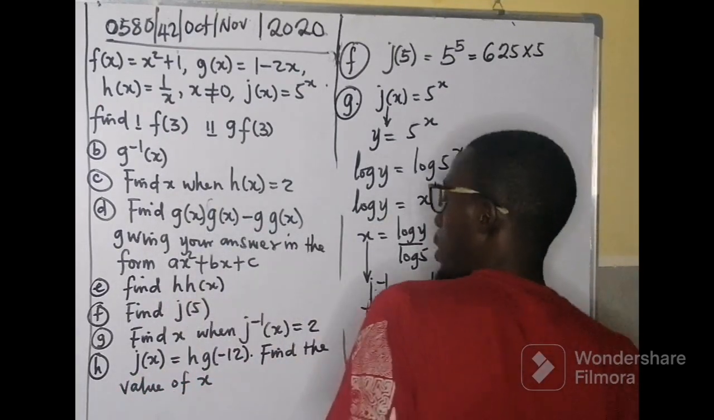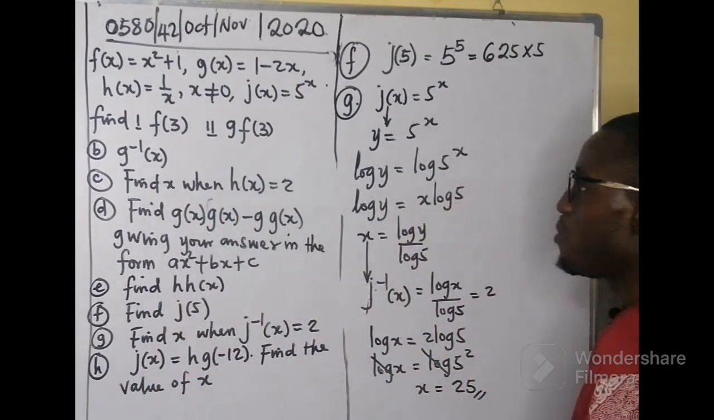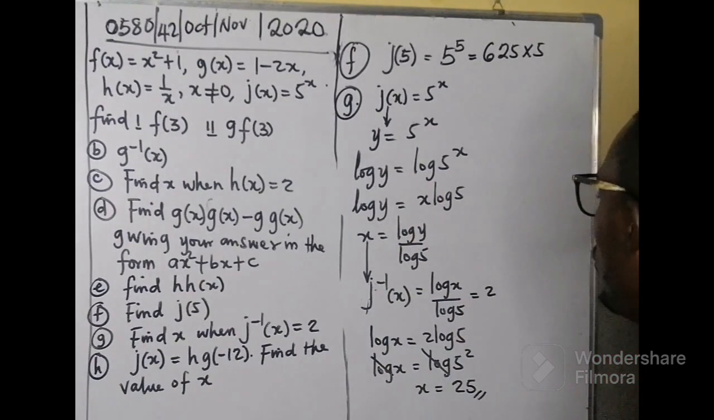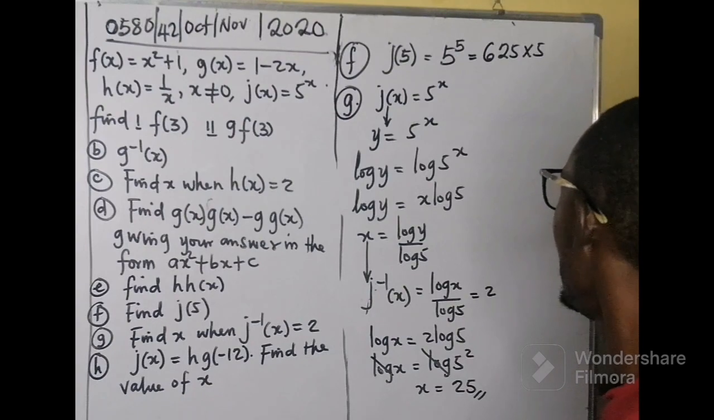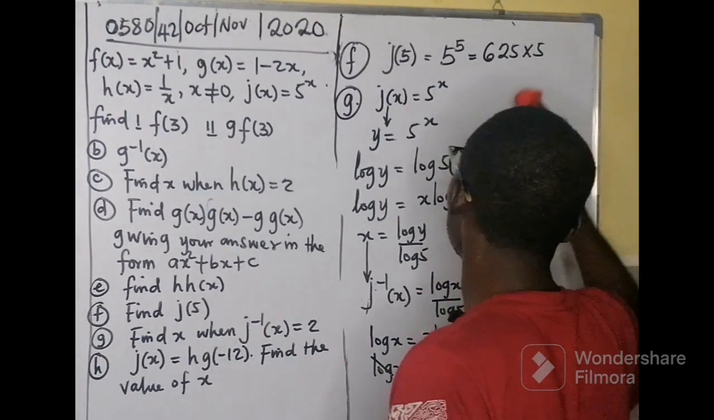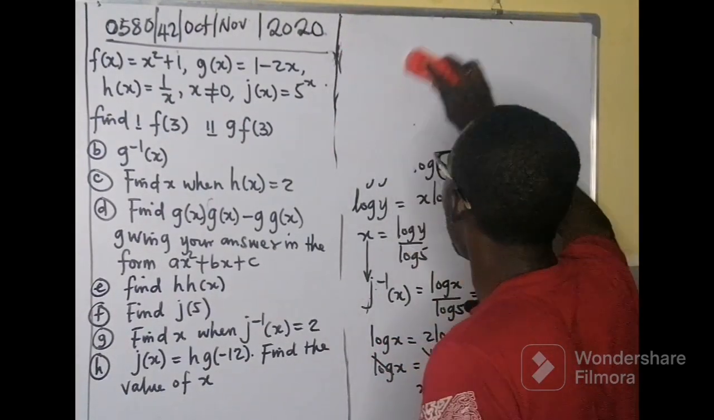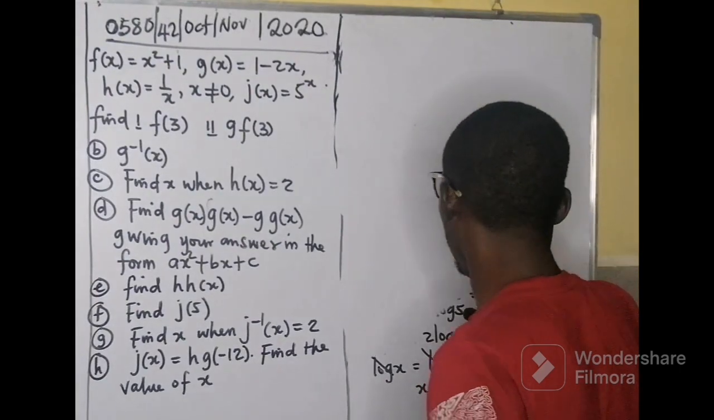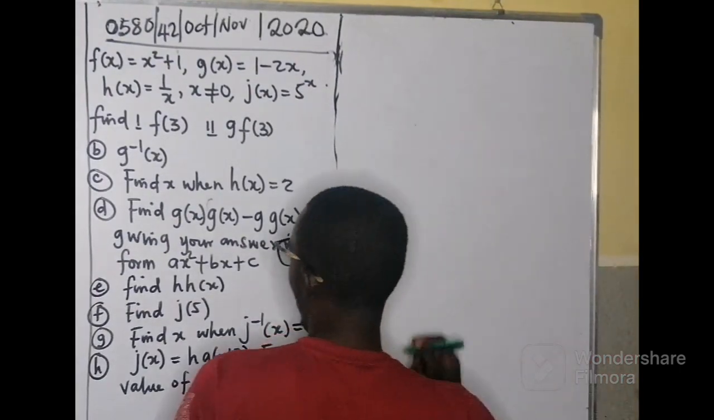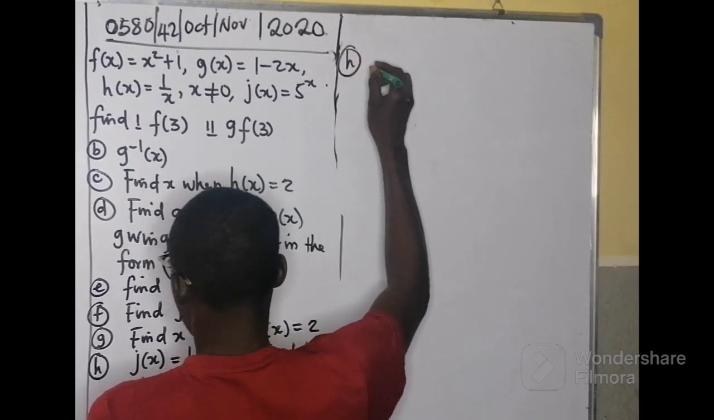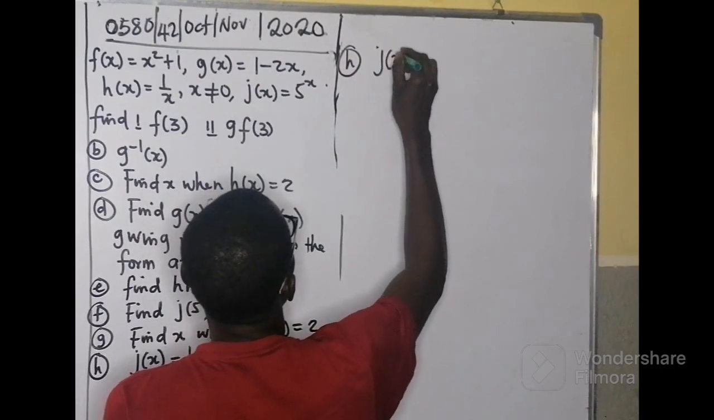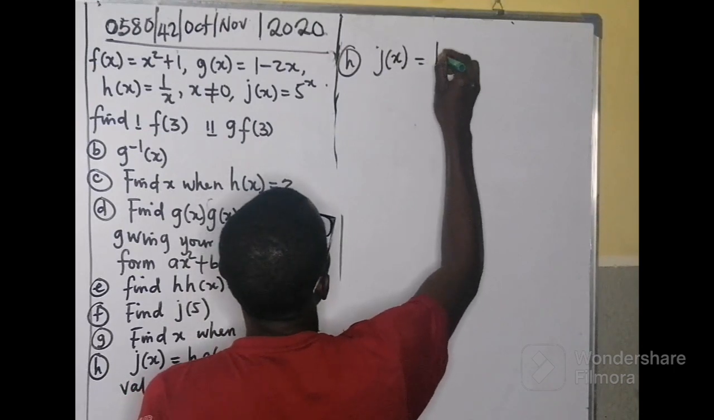So you can now see that we've been able to solve from A all through to G. Now let's go to the last aspect, which is H. Then from there, we'll be able to give our final verdicts on what this is talking about. So let's go. In H now, we have hg of x will give you what?